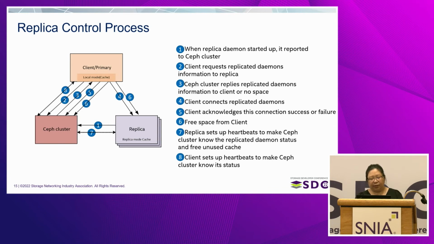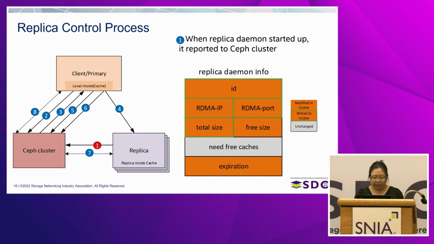The seventh control is the heartbeat between the Ceph cluster and the replica. The replica uses the heartbeat to make the Ceph cluster know the replicated daemon's status, and the Ceph cluster will return to the replica if you need to free some cache information. The eighth control is that the client sets up the heartbeat with the Ceph cluster to tell the Ceph cluster the client status. So let's introduce each control one by one in detail.